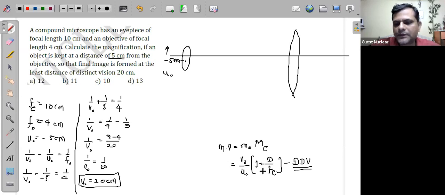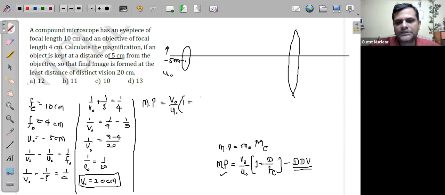Once you get VO, we can just use this value in this formula. To find MP, we can comfortably use this formula. So in the next step, we can just get this MP finally, that is the magnifying power of the compound microscope, to be simply VO upon UO into 1 plus D upon FE here. And why are we using this formula? Because it is mentioned here that the final image is going to be formed at the least distance of distinct vision of 20 centimeter. So that is also given.